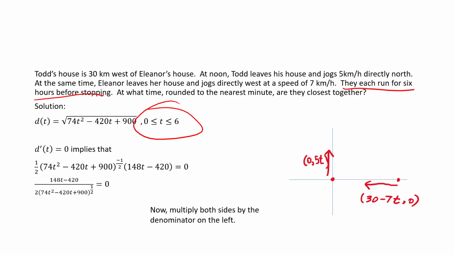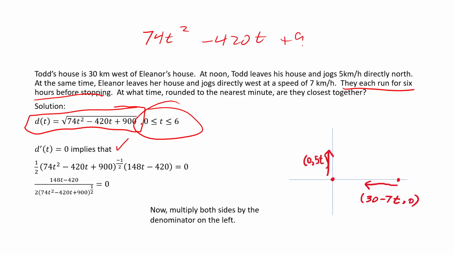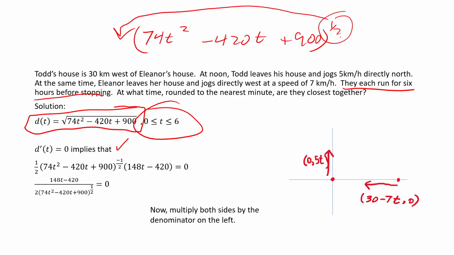What we're going to do now is set the derivative of d of t equal to 0. So we'll say d prime of t equals 0. And we'll use the chain rule, because what we really have here is 74t squared minus 420t plus 900 raised to the exponent of 1/2. So we're going to bring that 1/2 in front, reduce the exponent by 1, and then multiply by the derivative of what's inside. In other words, multiply by 148t minus 420. That's what we get here.